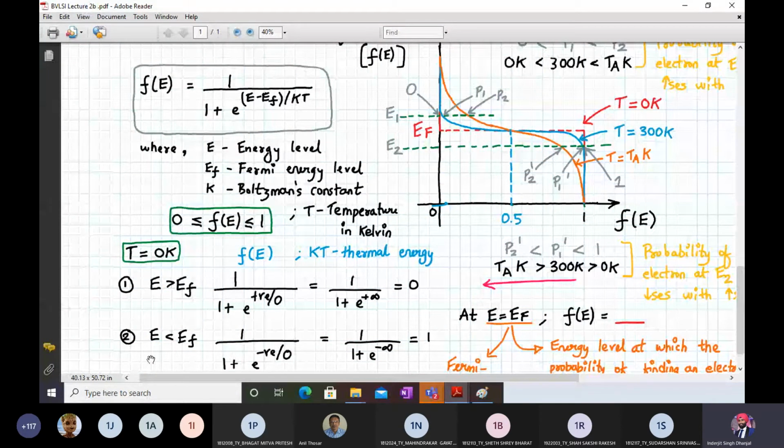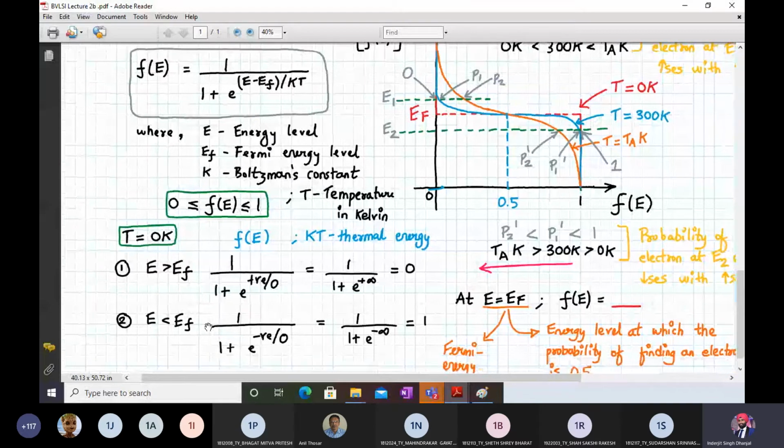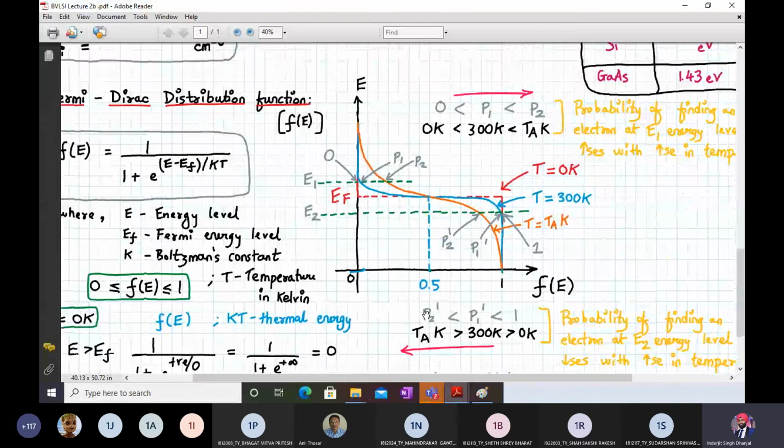And if the energy level is lesser than EF, then this number e raised to (E minus EF) will be negative, right? And divided by 0. So that number will be 1 upon 1 plus e raised to minus infinity. So that number will be 1. That means the probability of finding an electron for E less than or equal to EF will be 100%. Okay, so this is the Fermi Dirac distribution function.